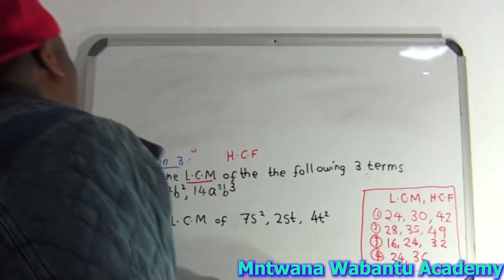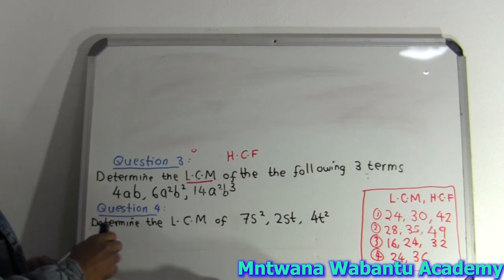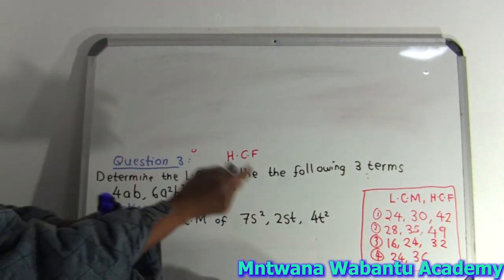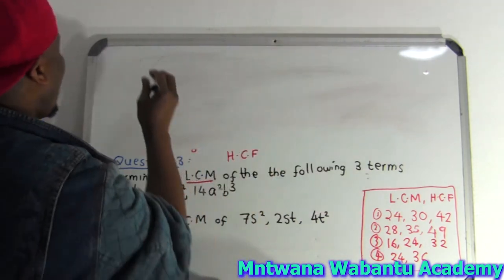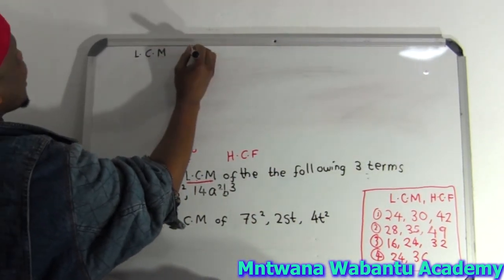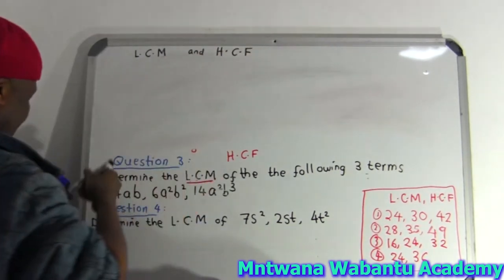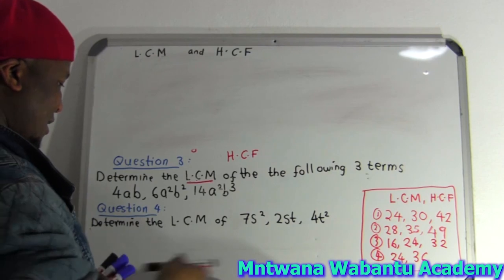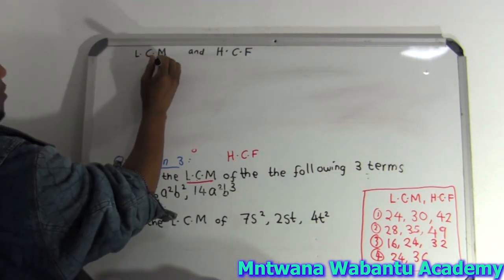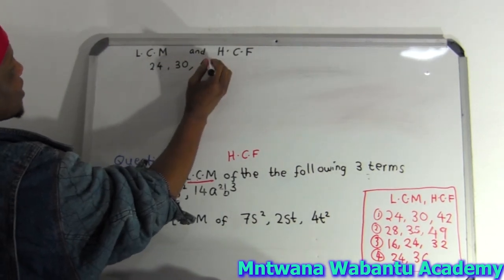Got it. So now let me explain to you how to get the lowest common multiple and highest common factor. For example, if somebody gives you this example, let's say find the lowest common multiple and highest common factor of 24, 30, and 42.